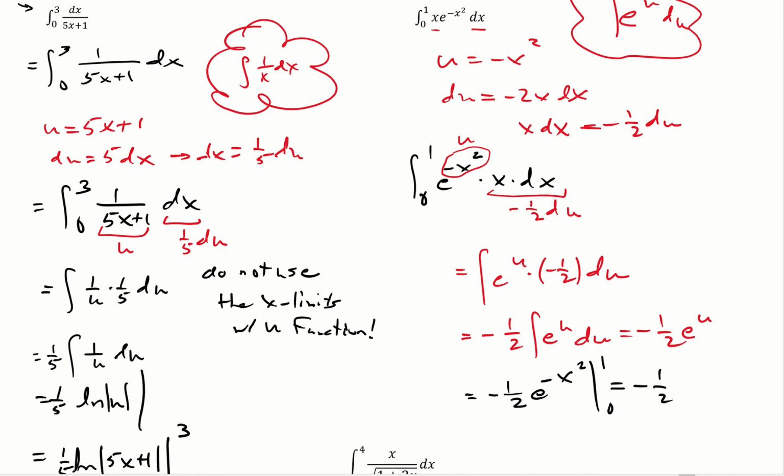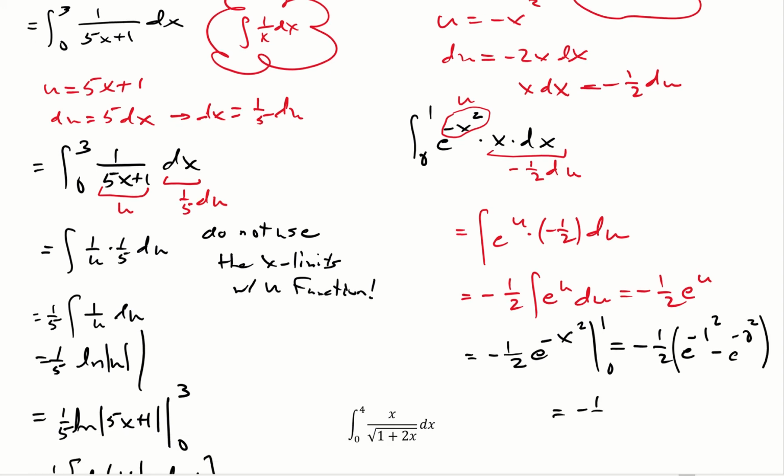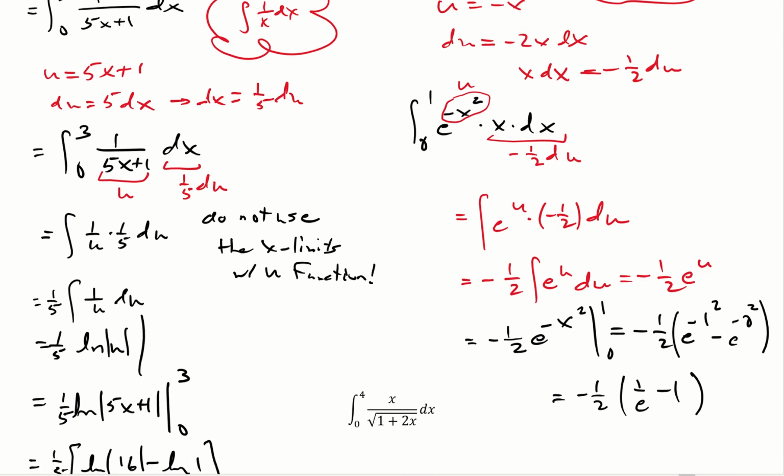So we have minus 1/2, and then in here we have e to the negative 1 squared minus e to the negative 0 squared, which is silly, because really what we're getting is a negative 1/2. In here we have 1 over e, and then minus 1. Okay? You could say this a different way. You could say it's equal to maybe 1 minus 1 over e, over 2. The two negatives cancel each other out. I can turn it around and bring out a negative. Okay, so that's an answer as well.